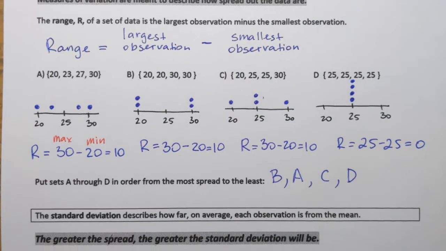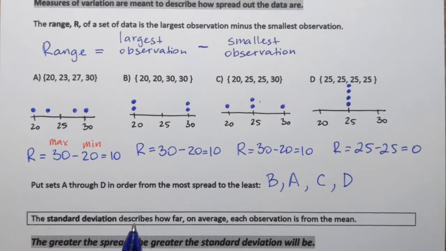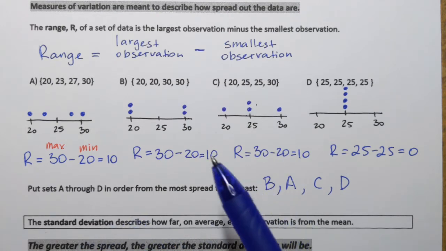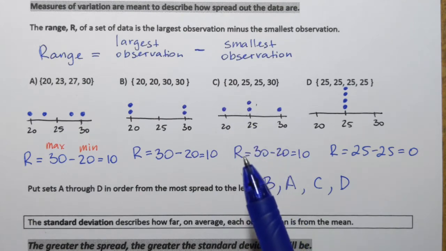And it's called standard deviation. So the standard deviation describes how far, on average, each observation is from the mean. So standard deviation is measured by just one number, but to calculate that number, we have to consider every single value in the set.